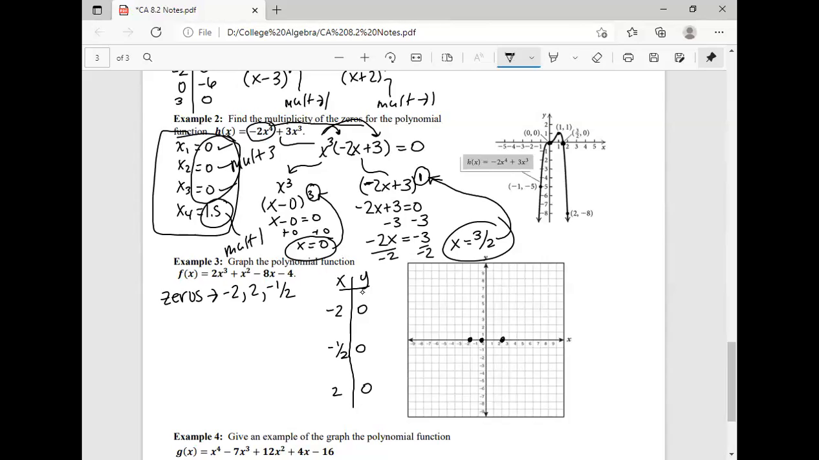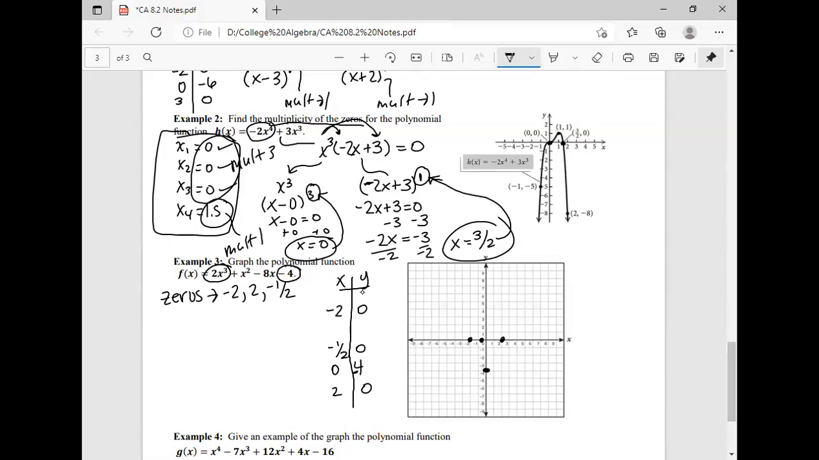Anybody confused about how to find the zeros? Another point that's really easy for me to find is the y-intercept, right? The y-intercept is when x equals 0, and 0 would fall in between -1/2 and 2. 0, -4 would be the y-intercept. So I can go ahead and plot that point, 0, -4.